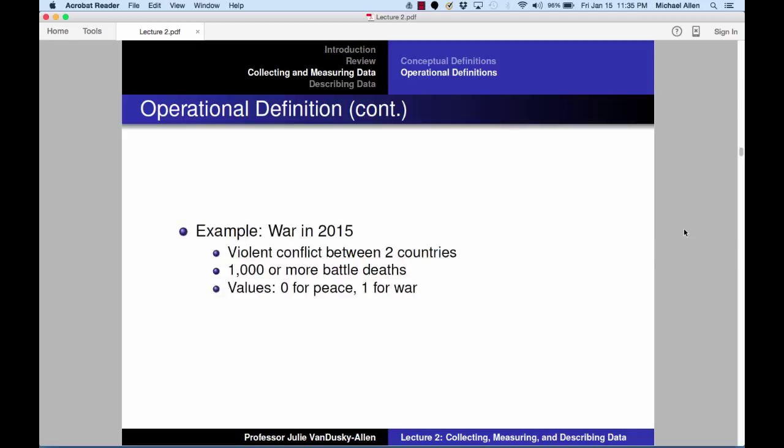For example, if we wanted to measure war in 2015, we could say that a country was at war if they were involved in a violent conflict with another country that resulted in 1,000 battle deaths or more in the year 2015. We could assign a 1 to countries that met this criteria and a 0 to countries that did not meet these criteria.